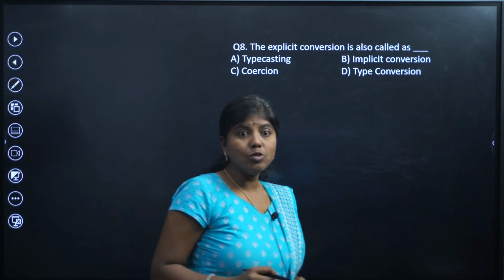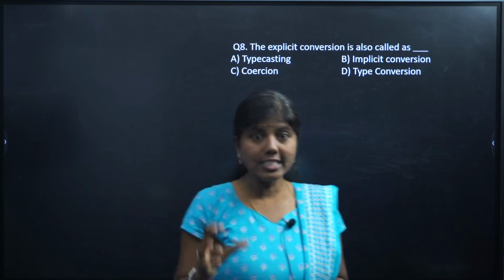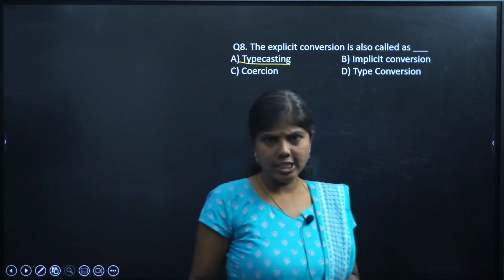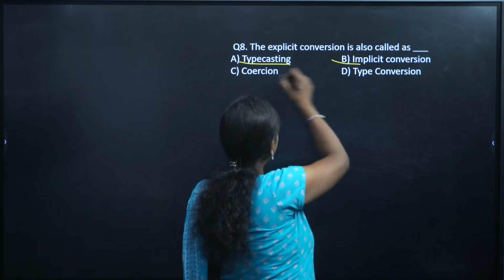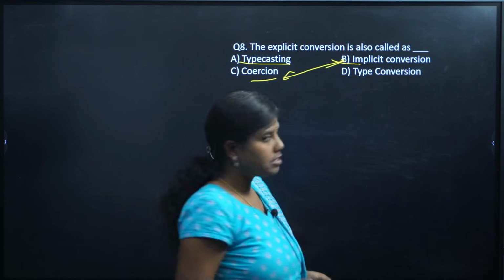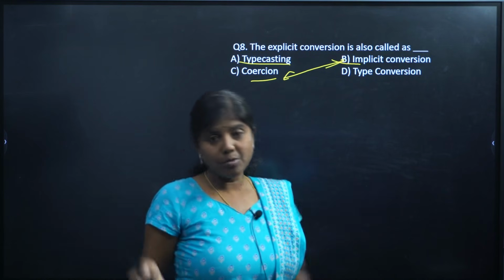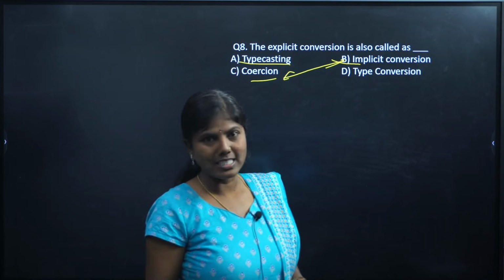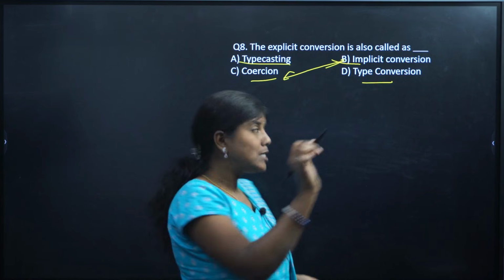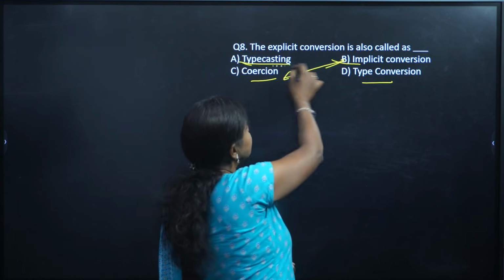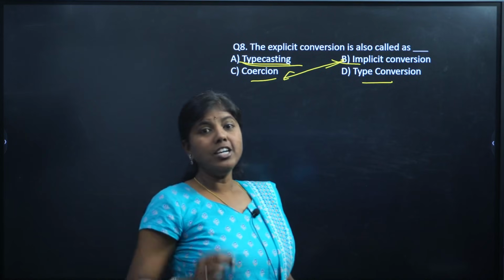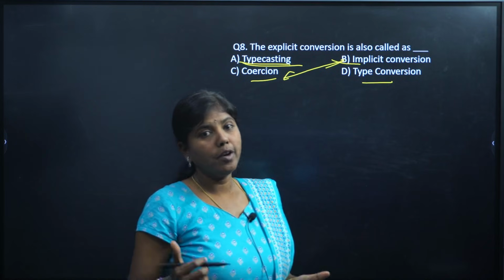The explicit conversion is also called as typecasting. And why not others? Implicit conversion and coercion are the same. Coercion is the other name, and implicit conversion is the same. Under type conversion, we have implicit and explicit. It's the basic heading under which we have two. So they've asked, the explicit conversion is also called as typecasting. You should not get confused. Type conversion is different, typecasting is different. Clear?